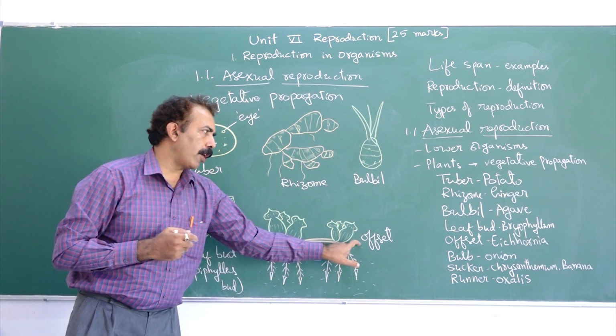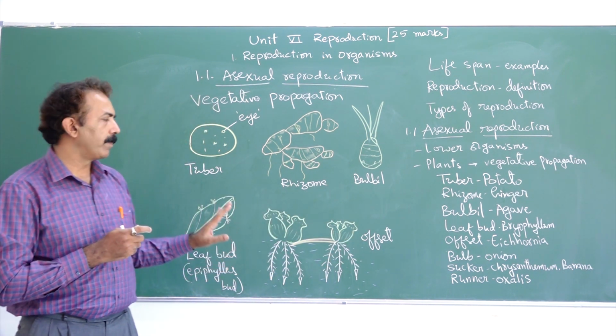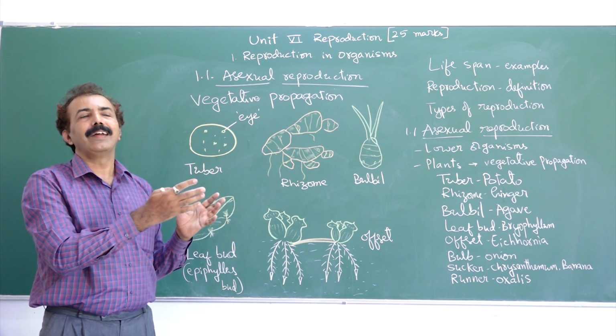The next example is offset method of reproduction. This is the big headache in your tanks.